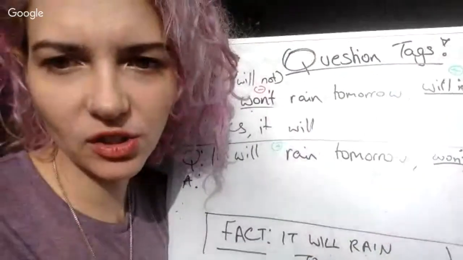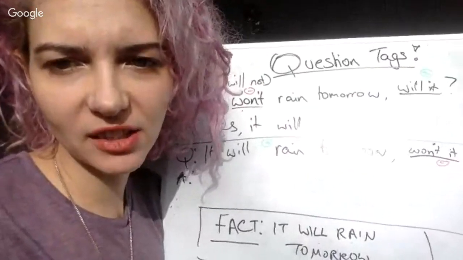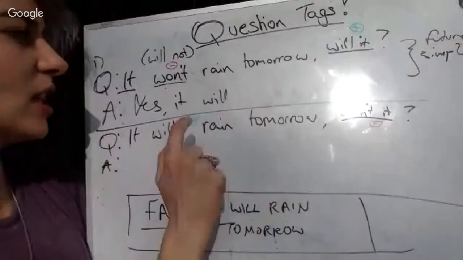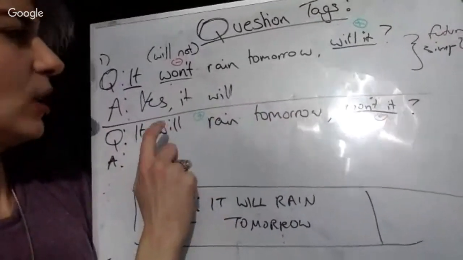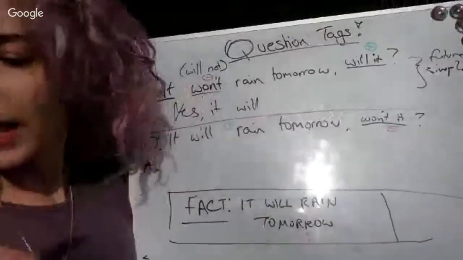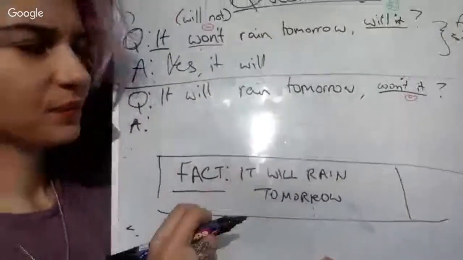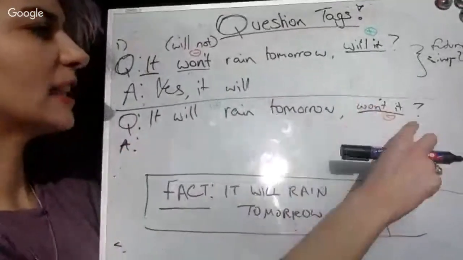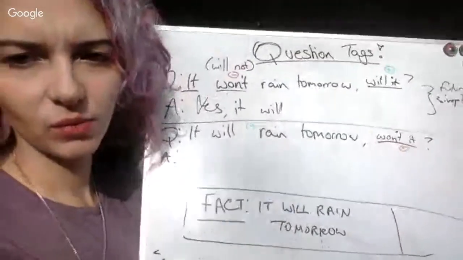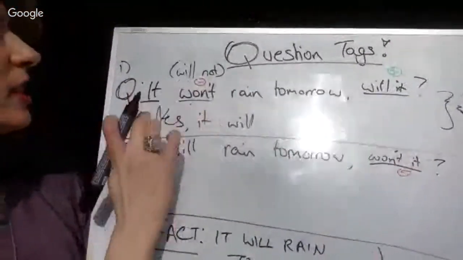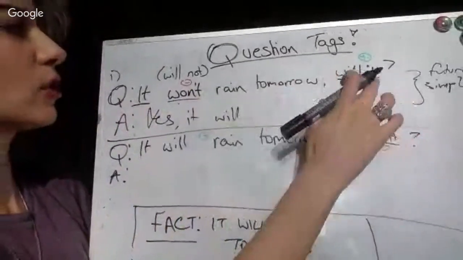So yeah, we got lots of correct answers there. Won't it? We need to repeat the subject and make will negative. So now what is the answer? Remember, this is the fact. So what's the answer here? It will rain tomorrow, won't it? What do you think? No, it won't, or yes, it will? Remember, the answer to this one, it won't rain tomorrow, will it?